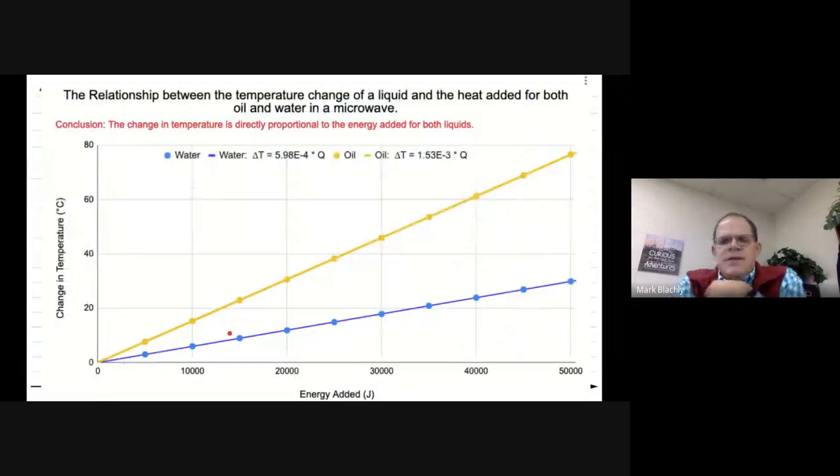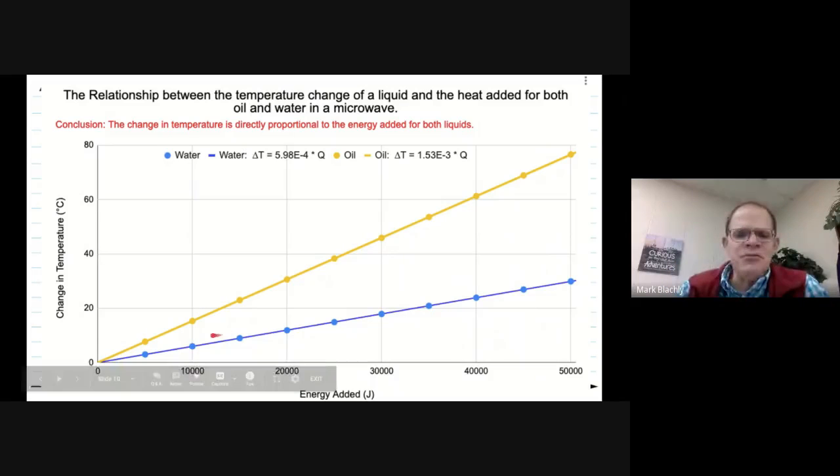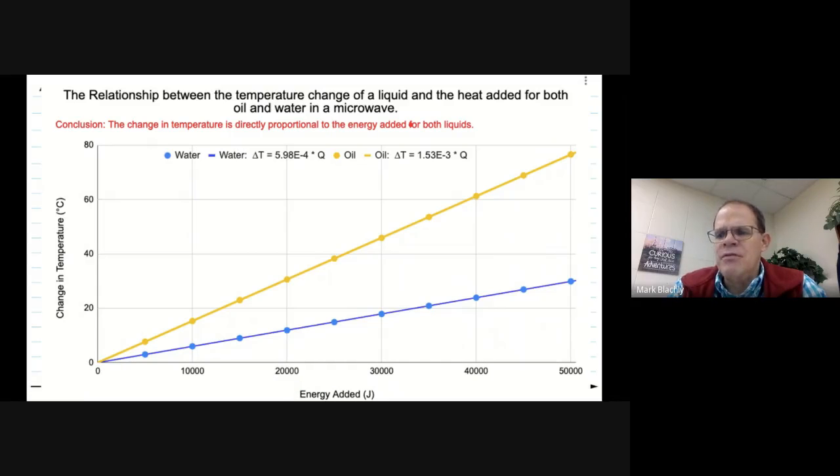So here's part B of the lab, and this is kind of what yours should look like. I color-coded mine so my oil was yellow, because in the little simulator, the oil was yellow, but it doesn't matter. I think what you found was that you had two lines. They were both straight, and so we can conclude that the change in temperature is directly proportional to the energy added for both liquids. But there's a difference. A given amount of energy. So look at 30,000 joules there.